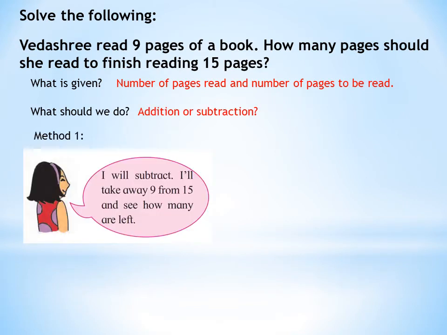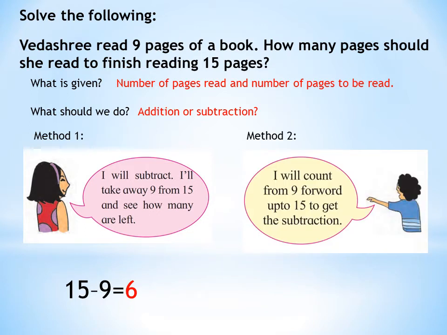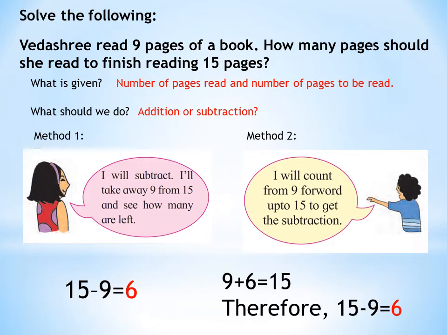There are 2 methods. Method 1, I will take away 9 from 15 and see how many are left. 15 minus 9 is equal to 6. Method 2, I will count from 9 forward up to 15 to get the subtraction. 9 plus 6 is equal to 15. Therefore, 15 minus 9 is equal to 6.